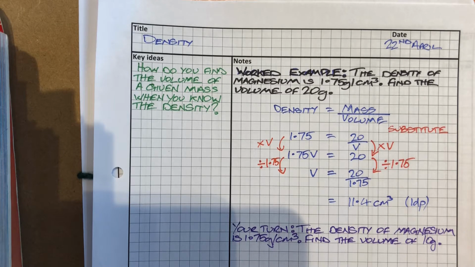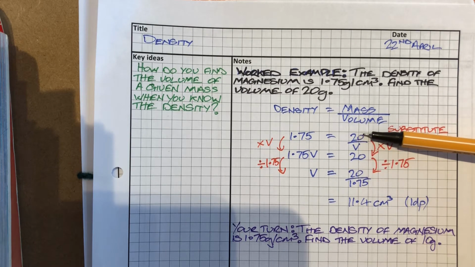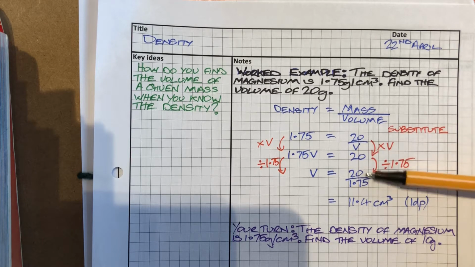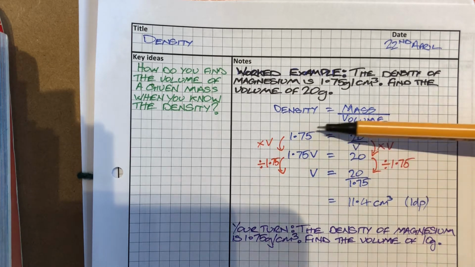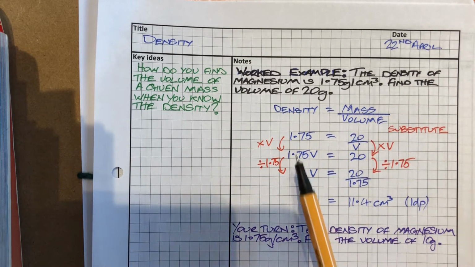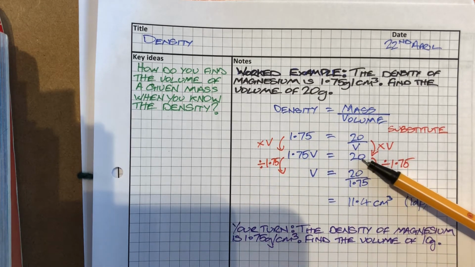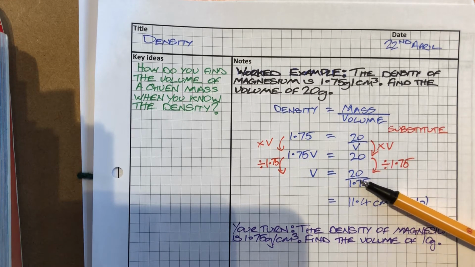One thing I'd like to draw your attention to here is that I had this line once I'd substituted in and I worked my way to this line. Now if we compare these two lines, ignoring the one in between, here I've got 20 over V, here I've got 20 over 1.75, here I've got 1.75 on its own, here I've got V on its own. What has happened is that these two have swapped places. Now if you remember that, you can miss this line out. Go straight to this one. But that's up to you.